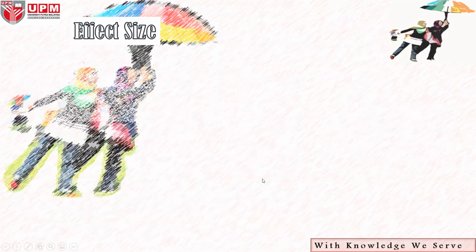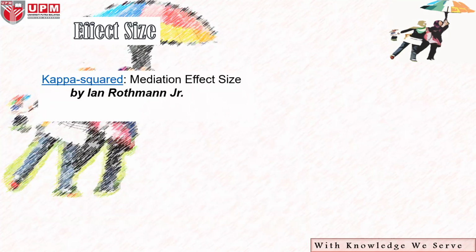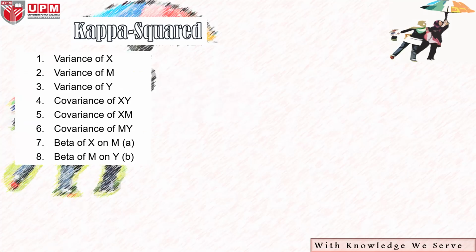Now that we have the finding, the output for mediation, and have determined our mediation, we want to determine how much the effect of our mediator is in the model. We can determine the effect size by using kappa squared. These are the values needed to calculate the effect size.